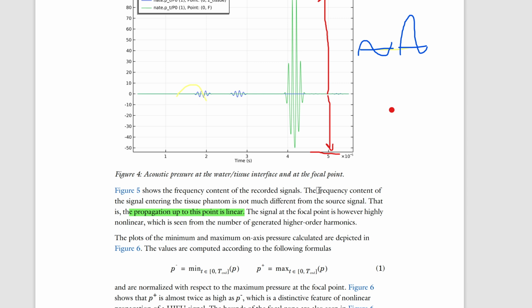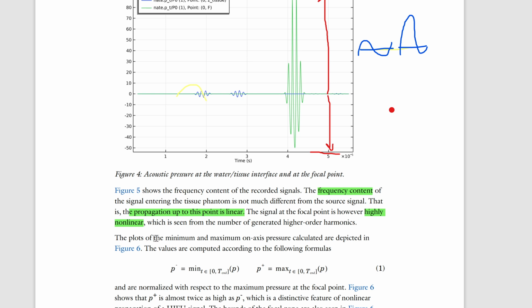The frequency content of the signal isn't different. Okay, frequency content. Probably, if this is our footprint, linear footprint, linear frequency content. Nonlinear: the signal at the focal point is, however, highly nonlinear. We have answered that, which is seen from the number of generated higher order harmonics.